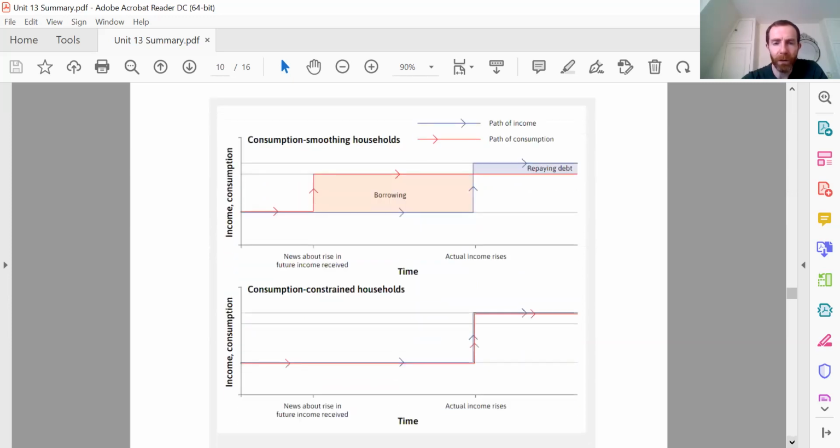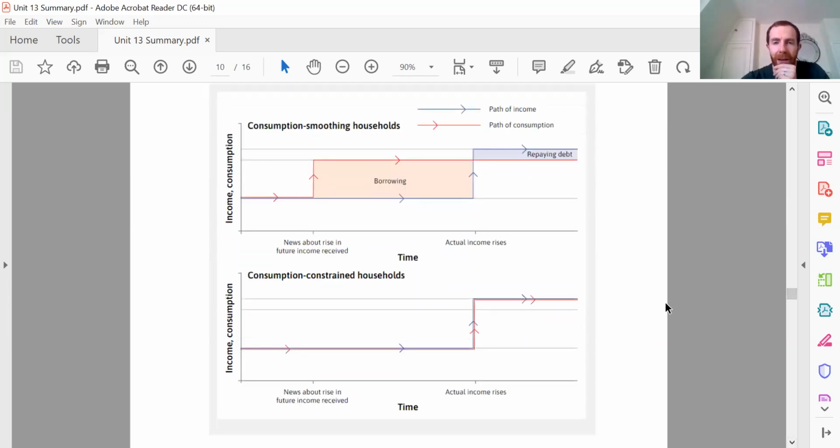All right. So we're going to take an example. The top and the bottom is a household facing the same scenario. That scenario is that they're going to get some news about an increase in their future income. And then a little bit later on, the income is actually going to go up.